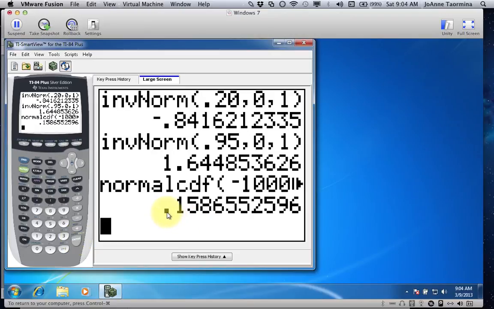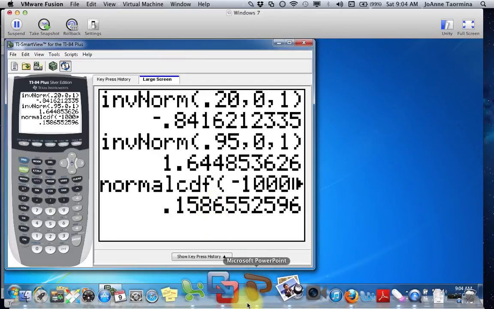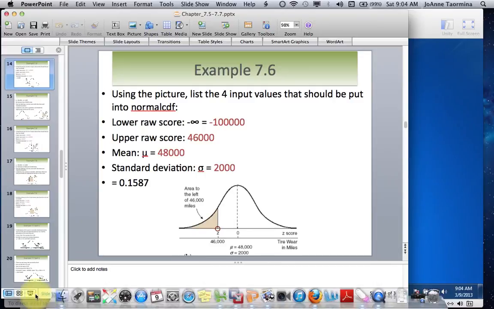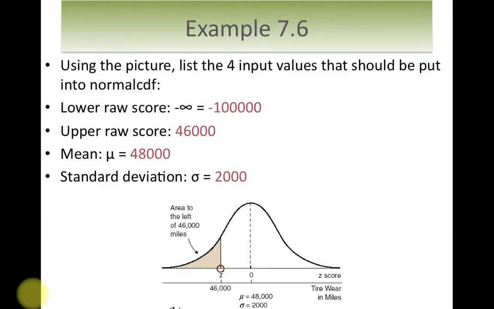And the proportion of area is 0.1587. We're going to round these proportions to 4 places. Since the 5th place is a 5, we're going to round the 6 up to a 7. So it's 0.1587. If we had to express verbally what it is we just found, we found that the proportion of tires that have miles less than 46,000 is 0.1587, or 15.87% of all tires.